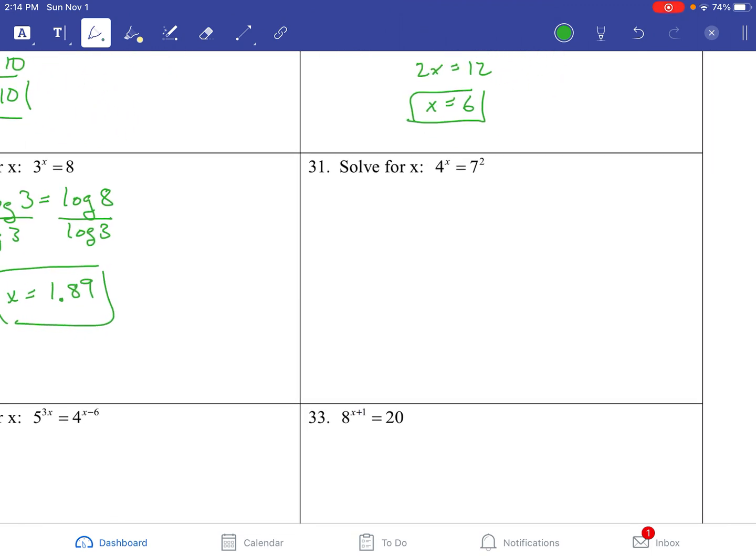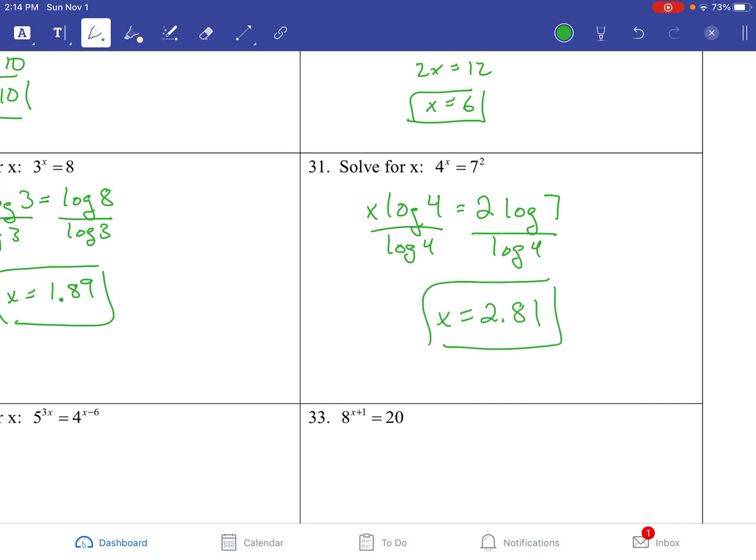Number 31. Again, the x becomes a coefficient for log of 4 equals 2 log of 7. Again, to solve for x, I'm going to divide both sides by log of 4. So I have 2 log of 7, and I'm going to divide that by log of 4 using parentheses. I'm going to get x is equal to 2.81.